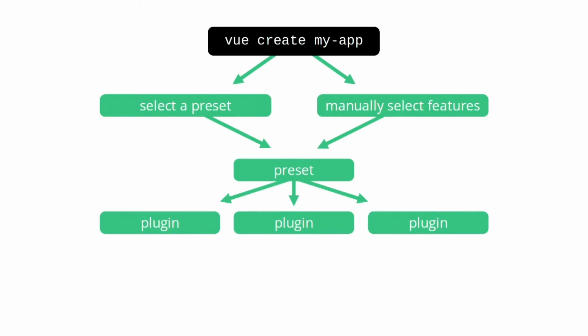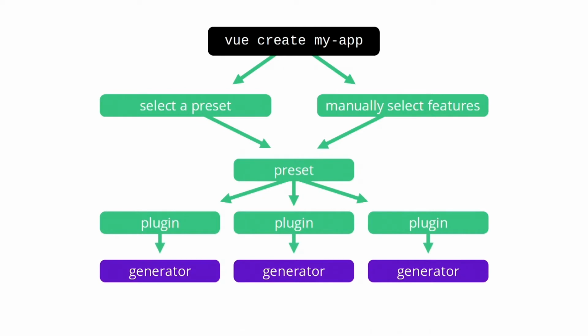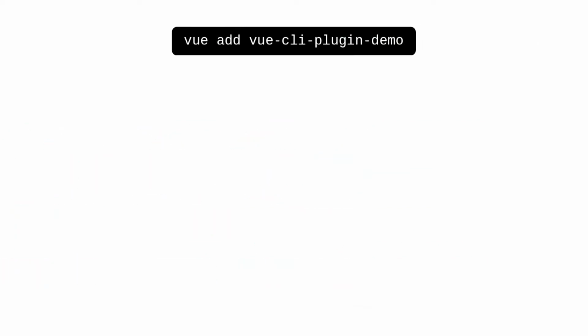So for example, if you select Babel and ESLint, you get two plugins, one for Babel and one for ESLint. And each of them can have a generator. So in fact, if you select Babel and ESLint, both of them have generators. And Vue CLI will execute them automatically, so they can, like, create the Babel config file or the ESLint config file in your project.